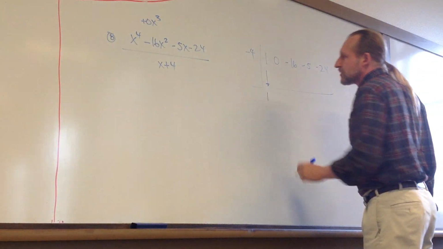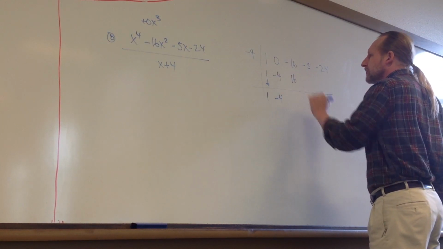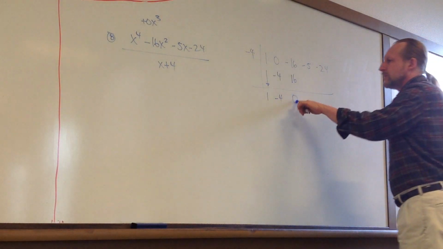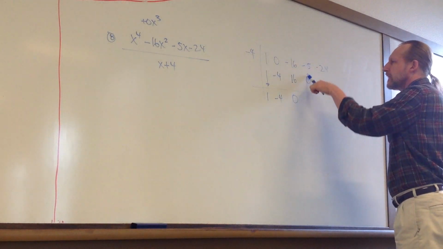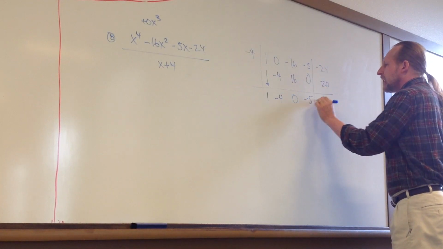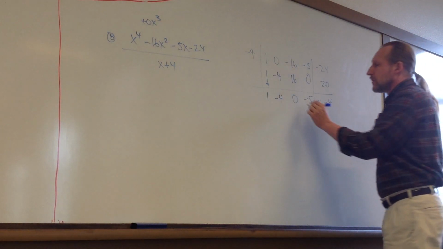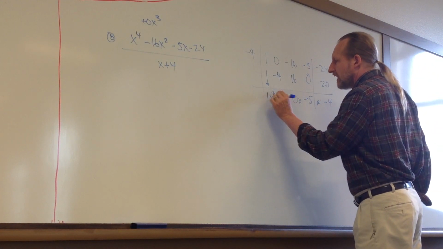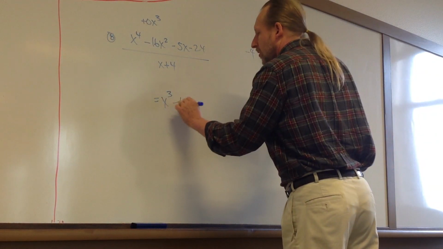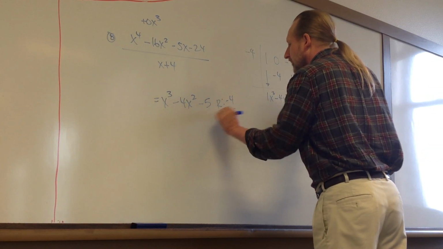So the 1 comes straight down. 0 minus 4 is negative 4. Negative 4 times negative 4 is positive 16. The negative 16 and positive 16 make 0. 0 times negative 4 is 0. Negative 5 and 0 is negative 5. And negative 5 times negative 4 is 20. So this gives us a remainder equal to negative 4. Okay? So this is x, x squared, and x cubed. And so our answer here is x to the third minus 4x squared minus 5 with a remainder of negative 4.